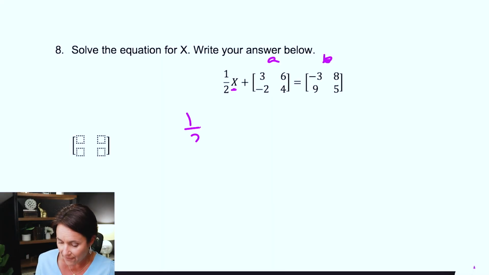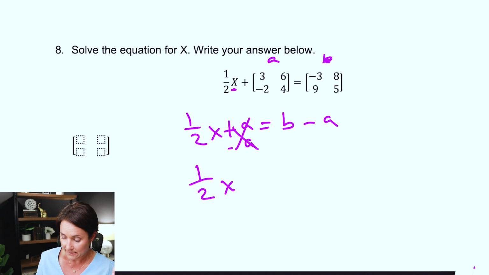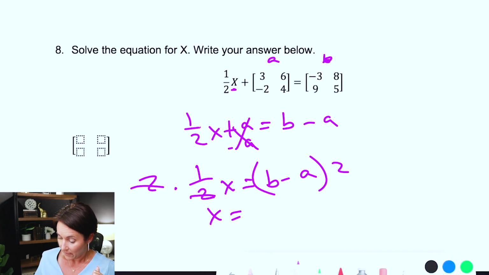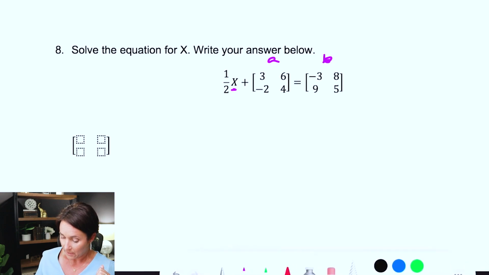If this was 1/2 X plus A equals B, right? How would I isolate the X? Well, I would subtract A, right? And I would get 1/2 X equals B minus A, and then I would multiply by 2, right? And that would give me the X. That's exactly what I'm going to do here. It looks a little bit more complicated than it is. So let me delete that, and let's go in here.